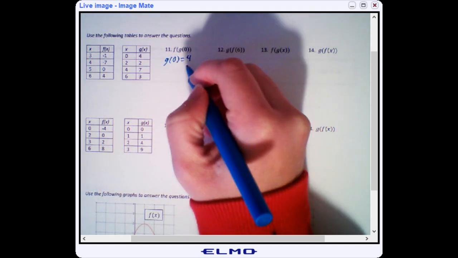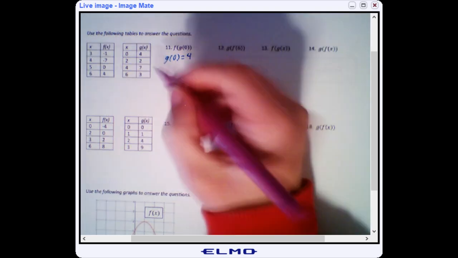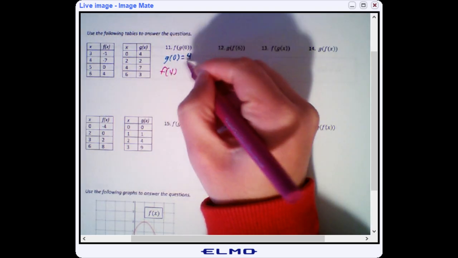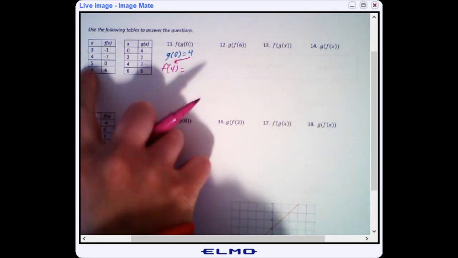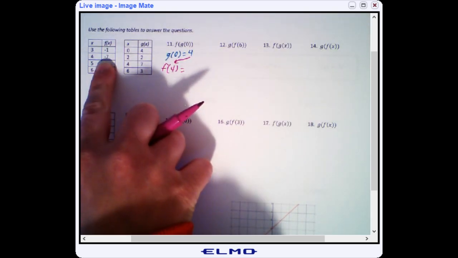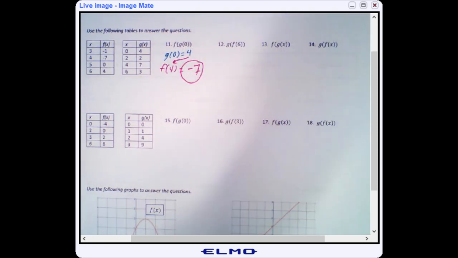And that's going to become the input for my f function. So I'm going to do f of 4. I look in my f table. 4 in the input becomes negative 7 for the output. So my answer here is just negative 7. So we're just following the steps.